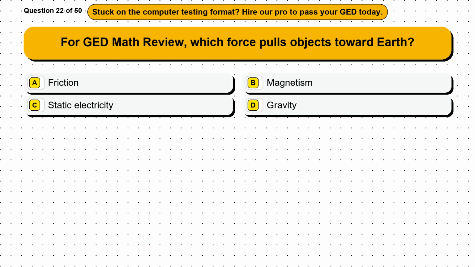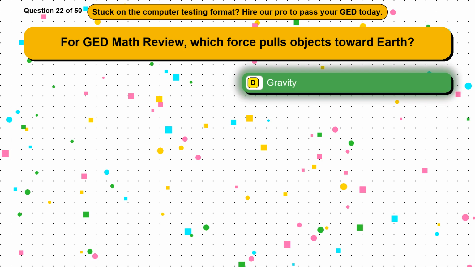Question 22. For GED Math review, which force pulls objects toward Earth? Option A, friction. Option B, magnetism. Option C, static electricity. Option D, gravity. The correct answer is option D, gravity.